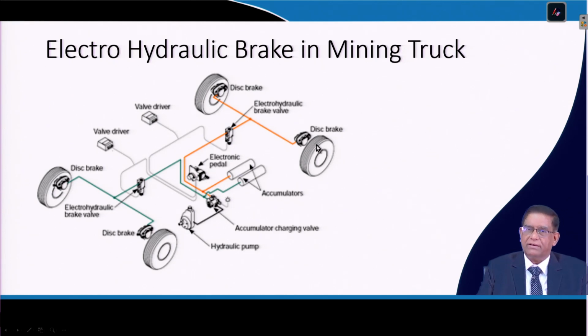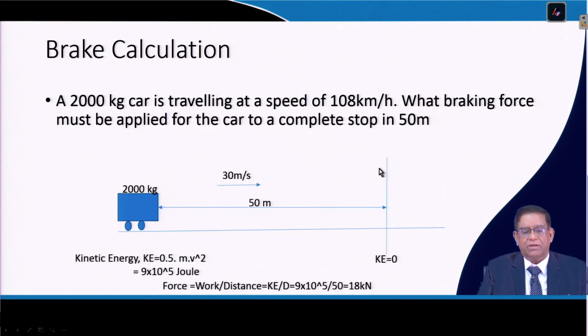If in your second year you have studied these basic mechanisms and how the force calculations of brakes work, you can do it over there. But here you can do one small calculation. If you have a 2000 kg car traveling at a speed of, say, 108 kilometers per hour, what braking force must be applied to bring that car to a complete stop in 50 meters? So, if it is coming over there, within this 50 meters it will have to stop.